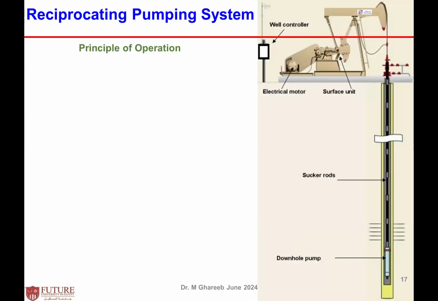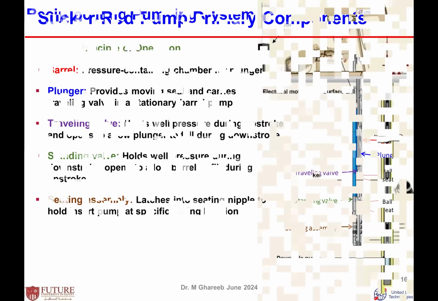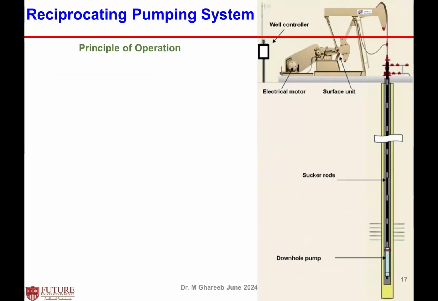Okay, how does it run all together? We said there are five main components. How do these five main components work and interact with each other to produce the fluids? What's the principle of operation for this pump? Let us go one by one, while we're going up and while we're going down.